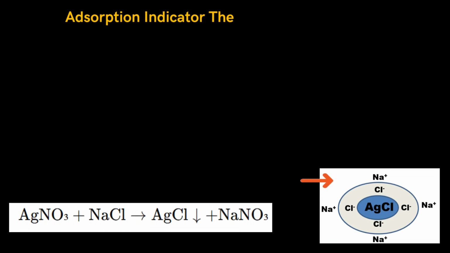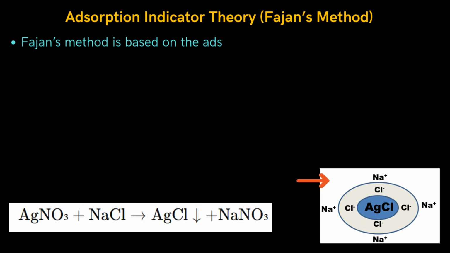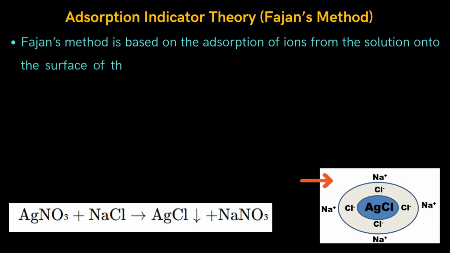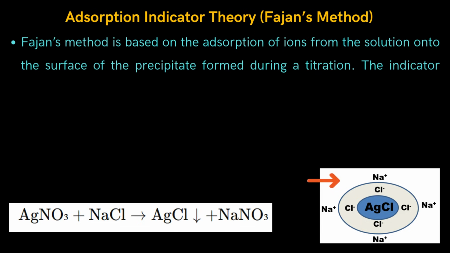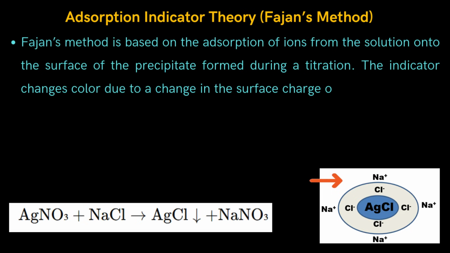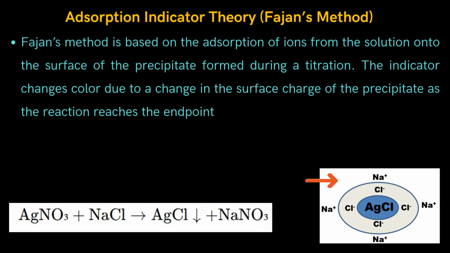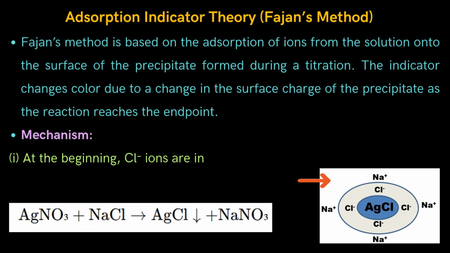Here we will learn the adsorption indicator theory or Fajans method to explain the color change of indicator at the endpoint. Fajans method is based on the adsorption of ions from the solution onto the surface of the precipitate formed during a titration. The indicator changes color due to a change in the surface charge of the precipitate as the reaction reaches the endpoint.